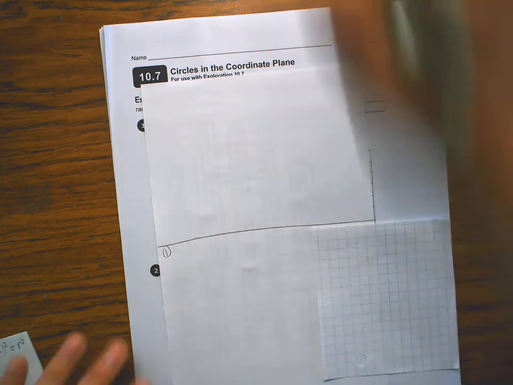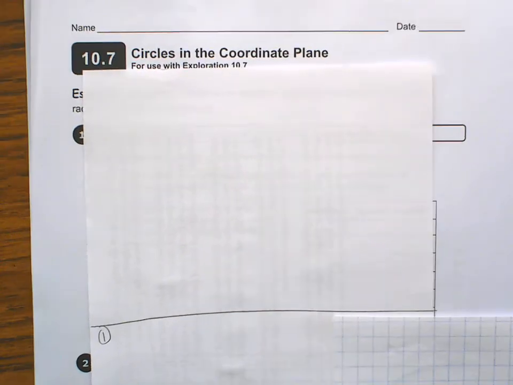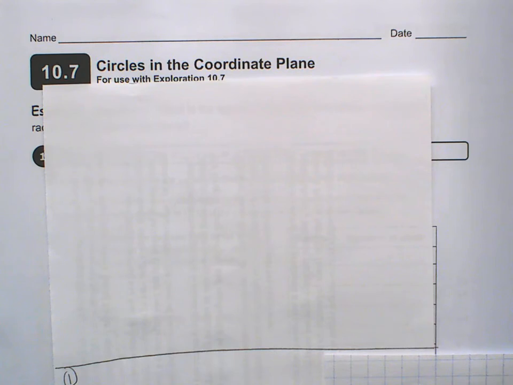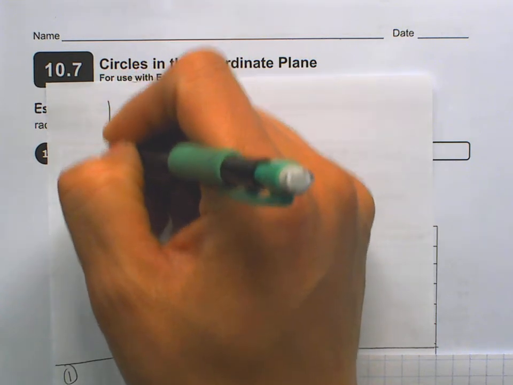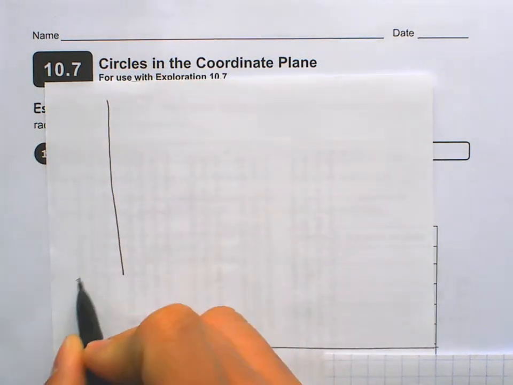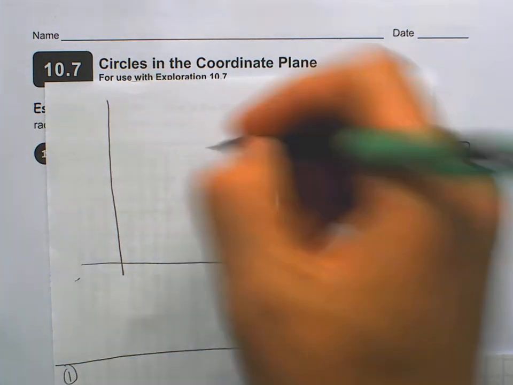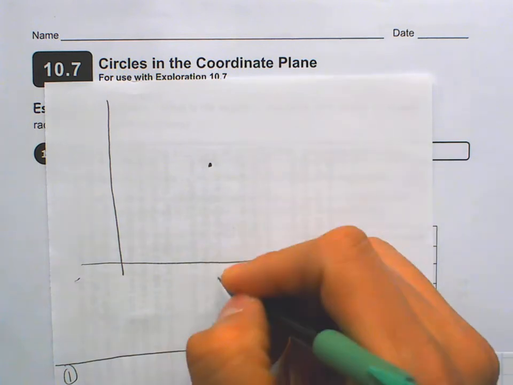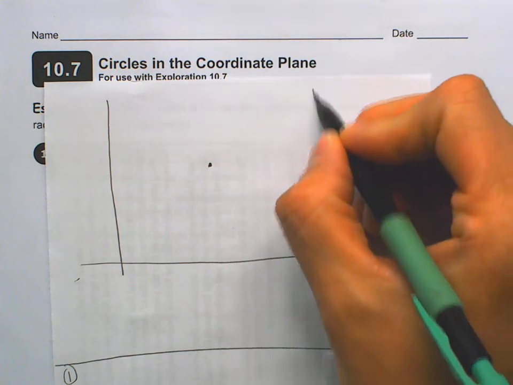Okay, so let me zoom in a little bit so we can see what we're doing. Basically what we're going to be doing is deriving the equation for a circle in a graph. All right, so I'm going to go ahead and just sketch a graph. Nothing fancy, just like that. And I'm going to be selecting the center of the circle, and the coordinate for the center of the circle is going to be (h, k).